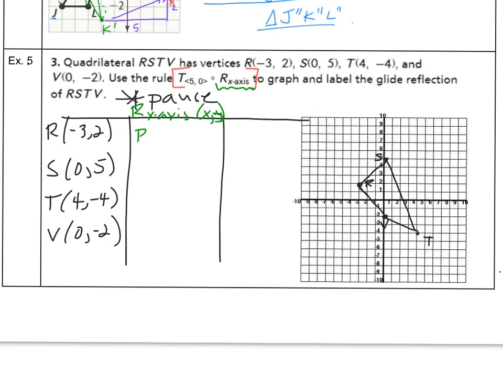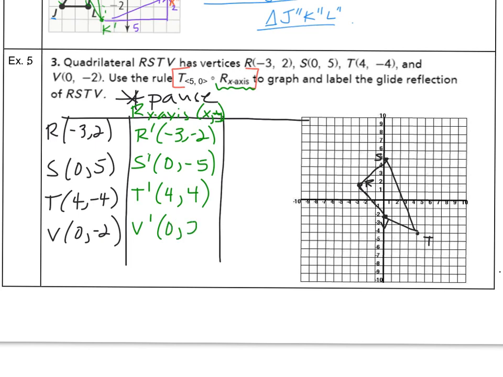So R prime is going to go to -3, -2. S prime is going to go to 0, -5. We're just changing all the signs. Ooh, but watch T. T prime is going to go 4, but then up to 4. Oh boy, so that one's going to go on the other side. And then V prime is going to go 0, but then up to 2. All right, again, pause the video and plot these coordinates in green. This is going to give us the reflection over the x-axis.